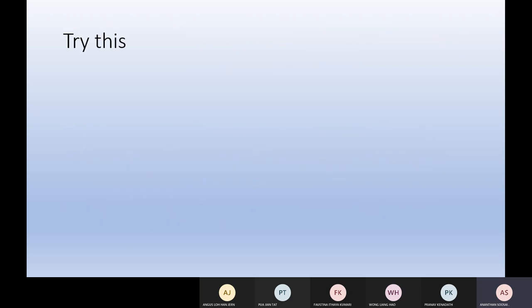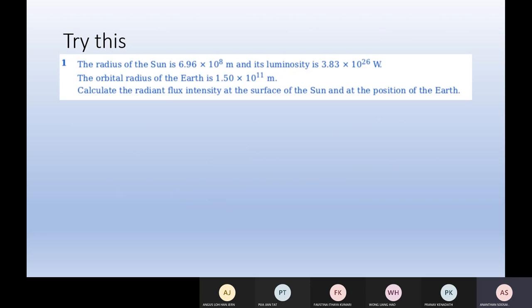Okay, one question from what you learned so far. Flux equals luminosity over 4 pi d squared. The d is the distance between the star and the Earth. That's the distance, right? So, first question.